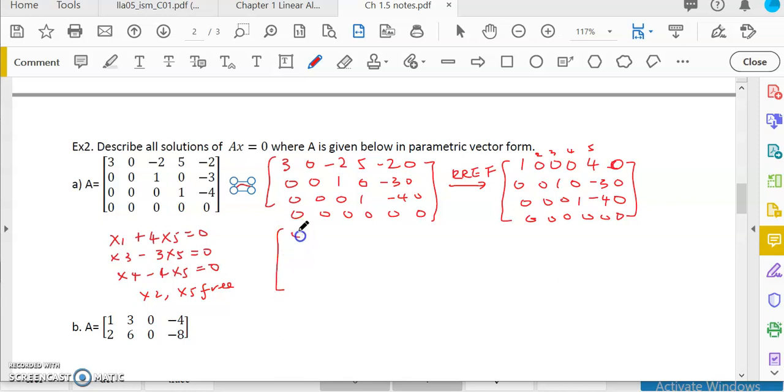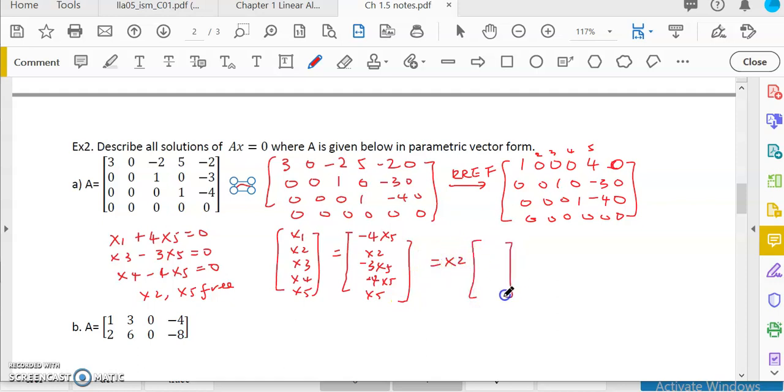So how do I write it as a matrix? I will write x1, 2, 3, 4, 5. And then x1 would be negative 4x5. x2 is x2. x3 is negative 3x5. x4 is negative 4x5, and x5 is x5. So you can see that you can take out x2, and take out x5.